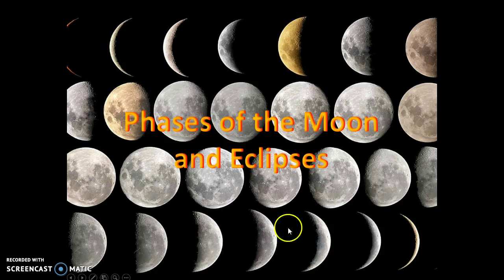So we're going to be talking about the phases of the moon. Eclipses will come later. I'm sure you recognize all the different shapes that the moon is making here. By the end of this, you're going to be able to explain how it's happening using the models.